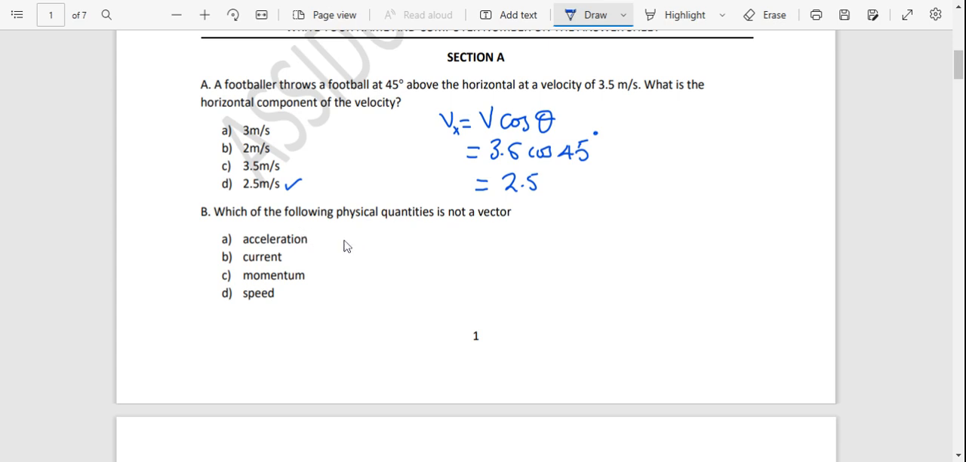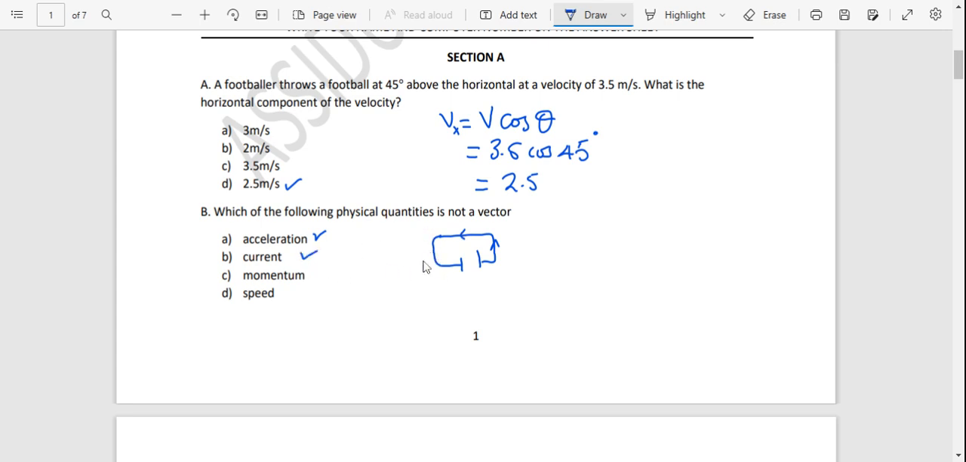Which of the following physical quantities is not a vector? We've got acceleration, current, momentum. Now acceleration we know is a vector. Current describes the flow of electricity in an electric circuit. Electricity always flows from the positive terminal to the negative, so it shows direction. So we qualify it to be a vector.